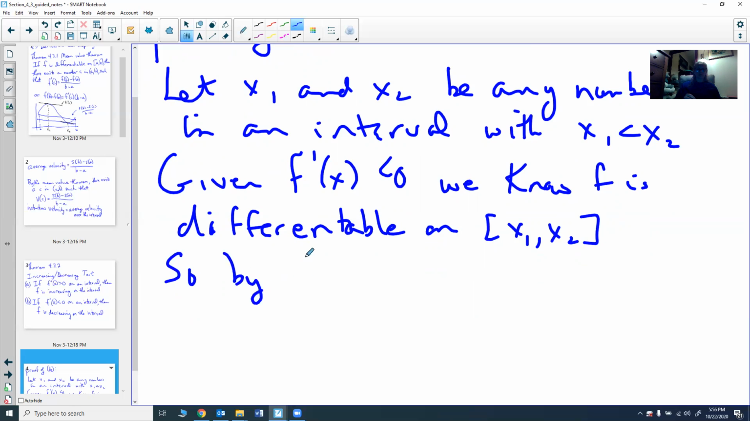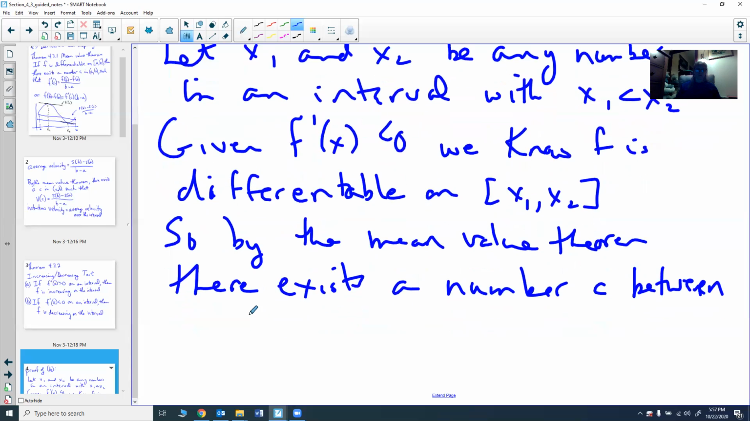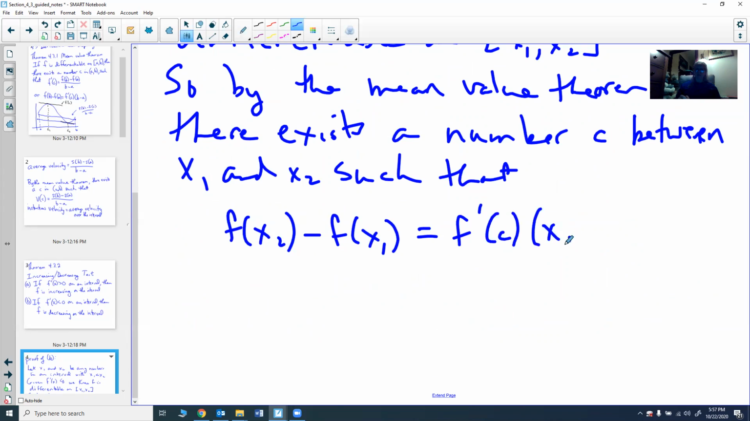So by the mean value theorem, there exists a number c between x1 and x2 such that f of x2 minus f of x1 is equal to f prime of c times x2 minus x1. So that's what the mean value theorem gets for us.